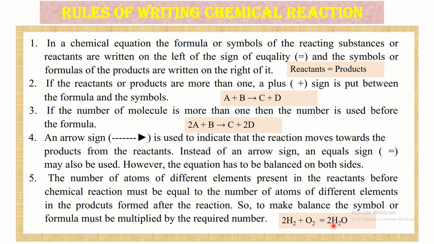So what will we do? We will multiply this water by 2 because we have to make this oxygen 2. But after multiplying, now oxygen is balanced, but hydrogen, now it is 4 atoms on the product side, but on the reactant side it was 2. So we will multiply this hydrogen also by 2. Now there are 4 atoms of hydrogen and 2 atoms of oxygen. Products also have 4 atoms of hydrogen and 2 atoms of oxygen. Now we can put this equal sign.